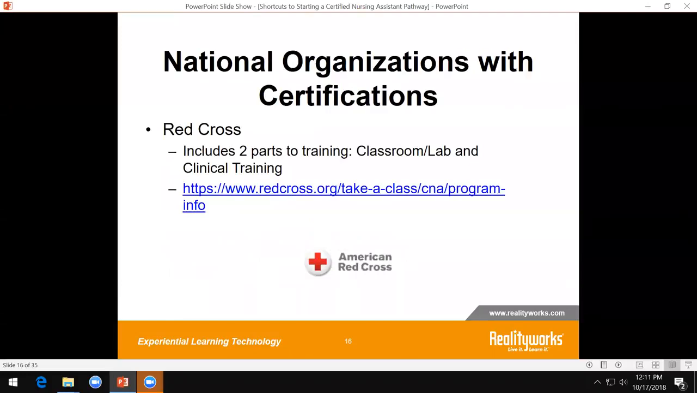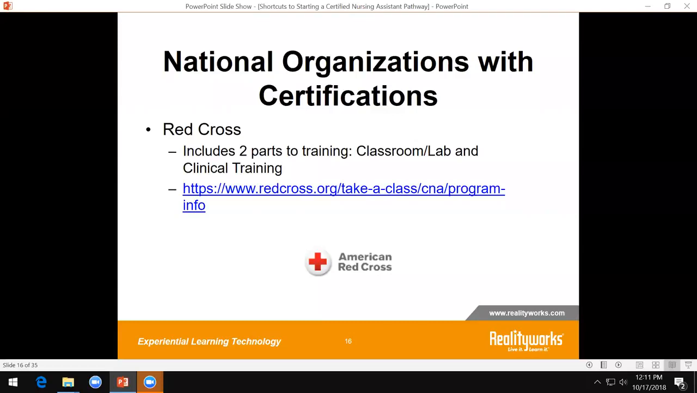Now, the next few slides are going to be national organizations that you might want to reach out to or take a look at to see what they have to offer. The Red Cross is one of those. Graduates of the Red Cross program are eligible to take their state competency exams, and if they pass, they can be listed on the nurse aide registry in that state.